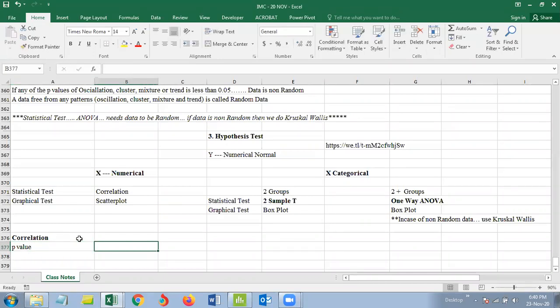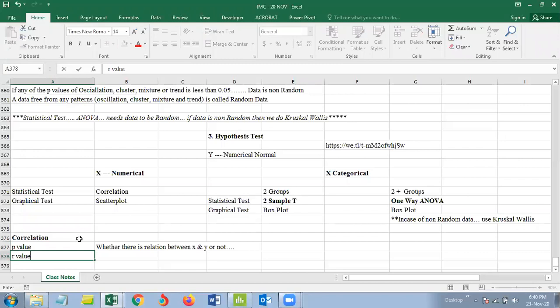What does p-value tell you? It tells you whether there is a relation between x and y or not. That's what it tells you. But other than p-value, when you do a correlation test, it gives you an R value, which is known as Pearson's correlation coefficient. Now, what does this R value tell you?